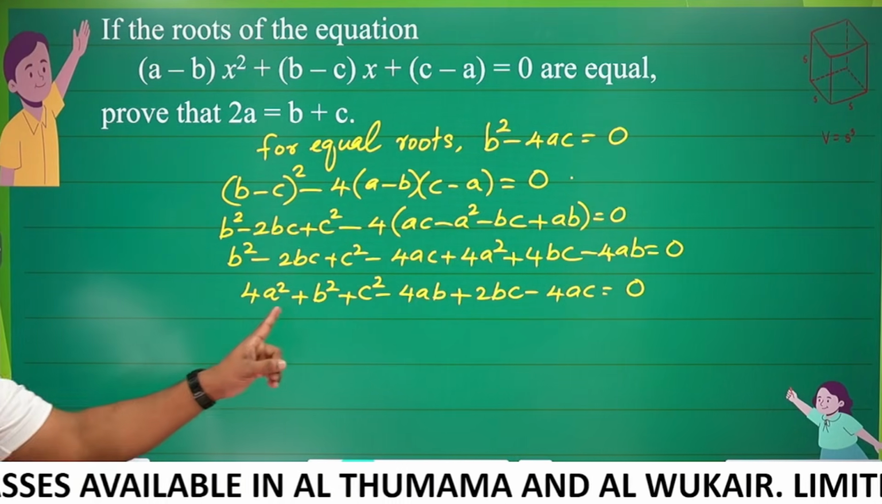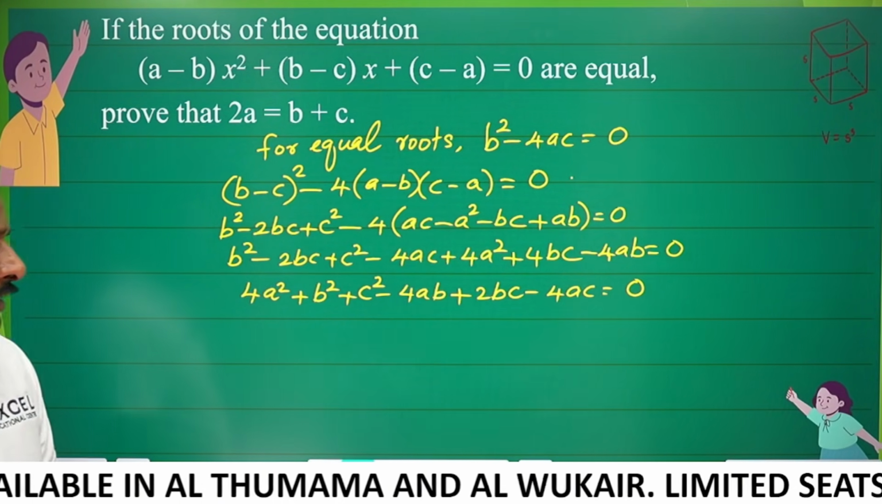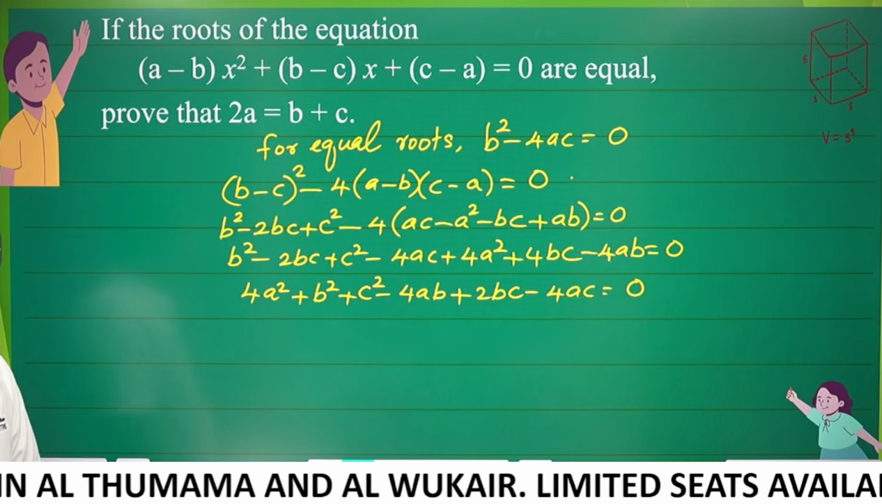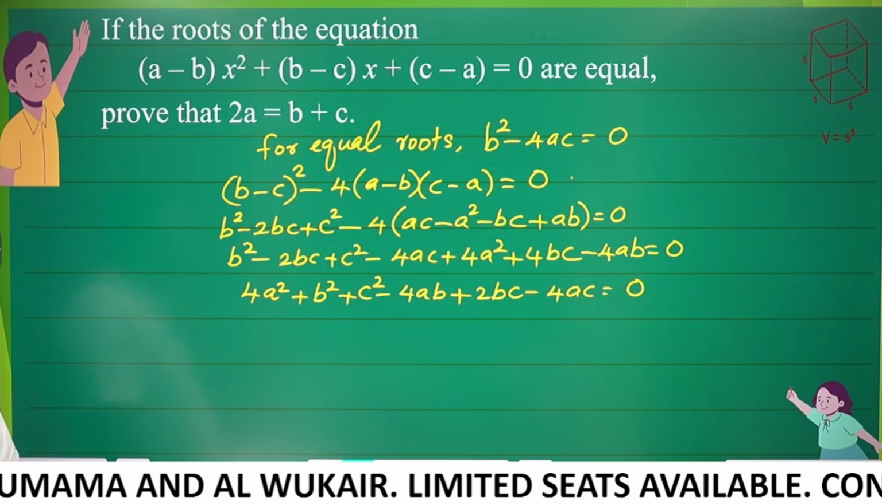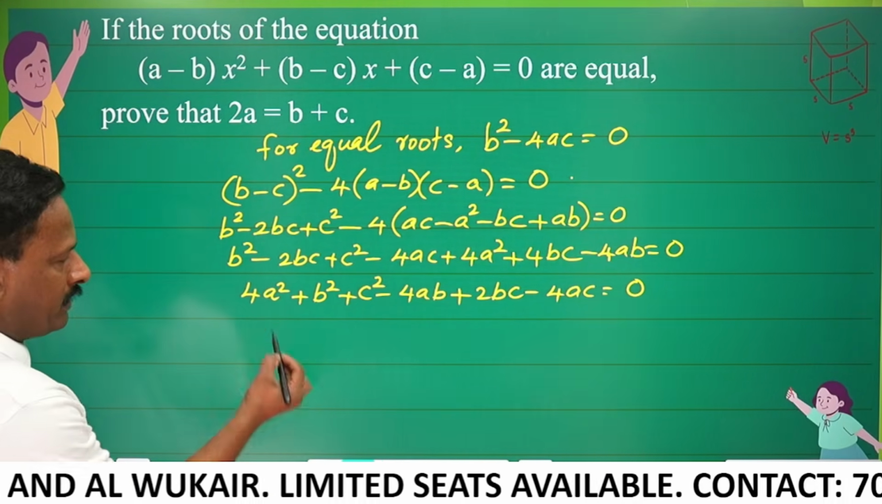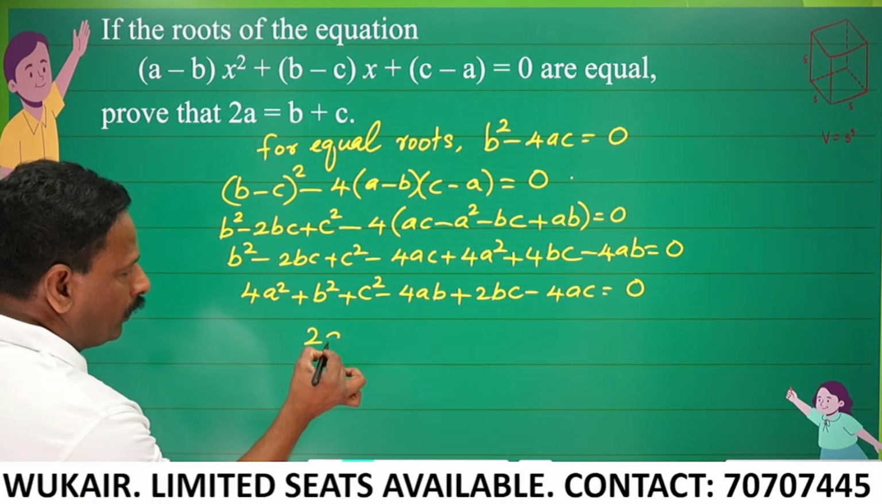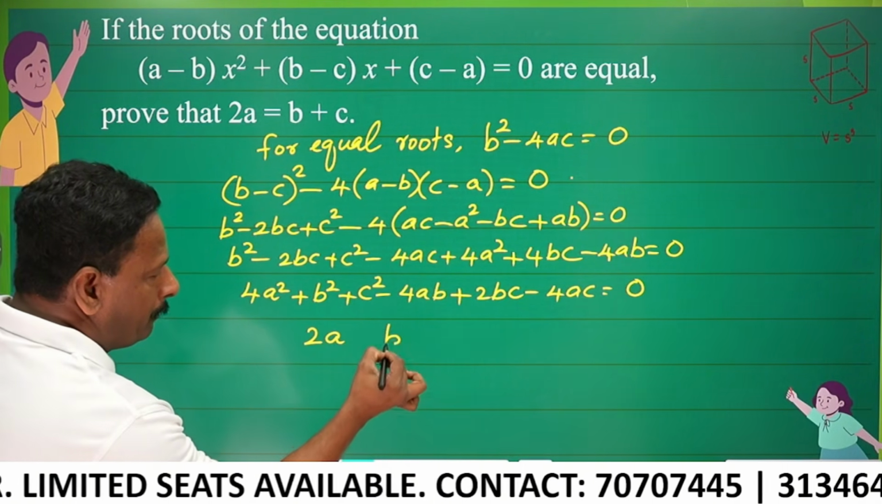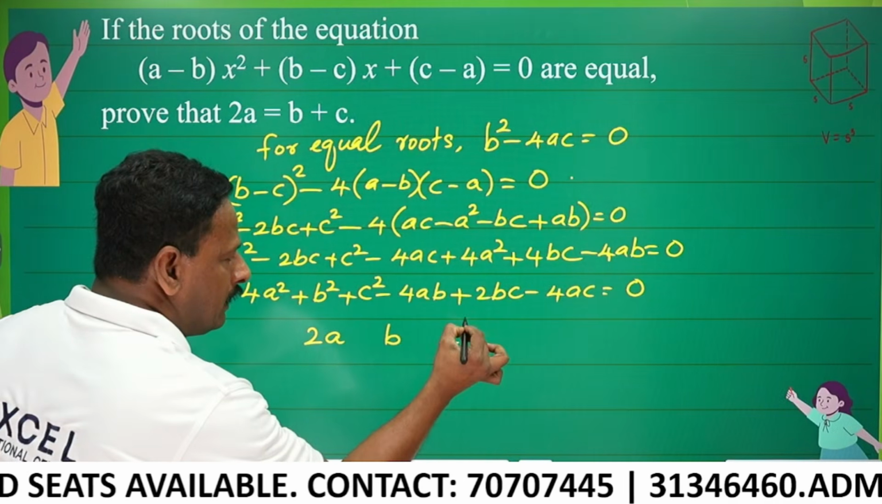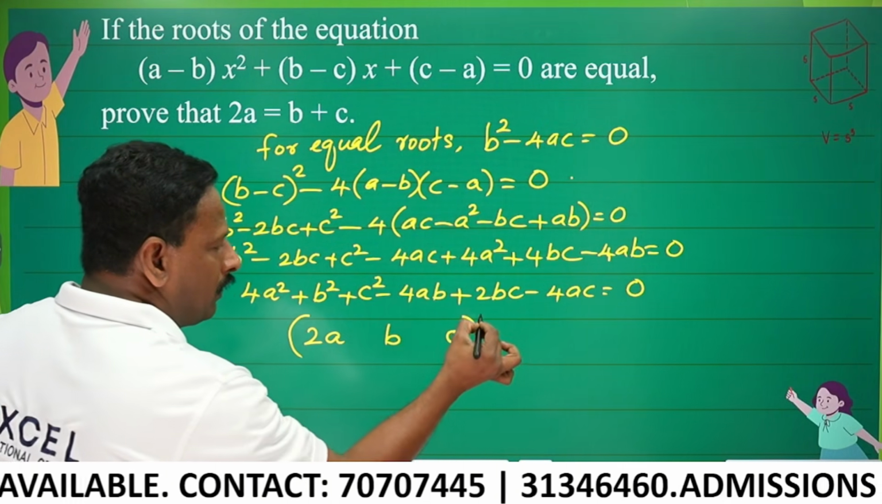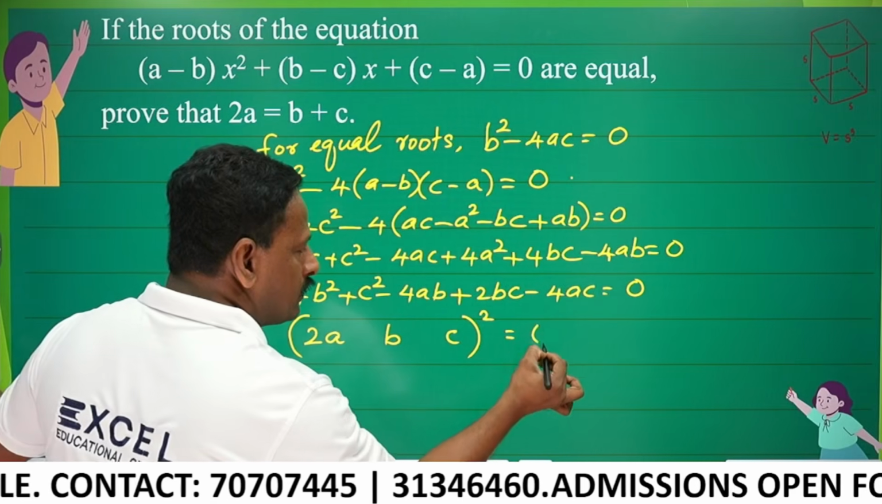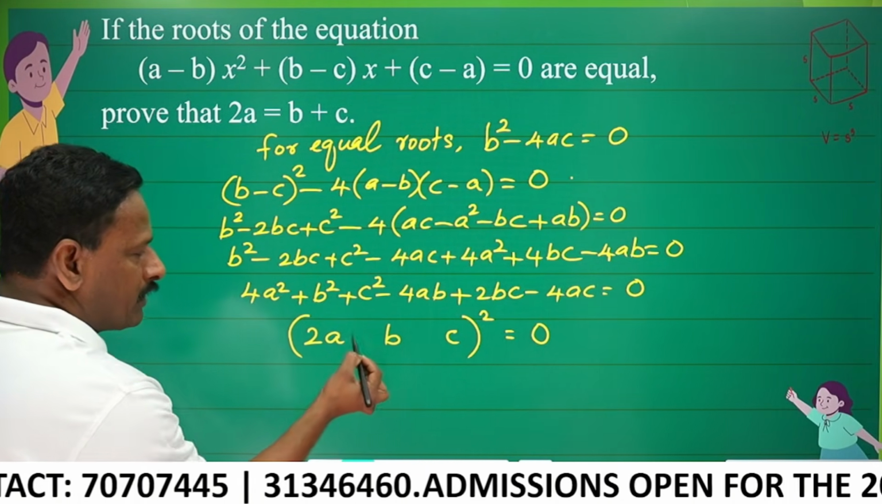So you can see, this is one of the identities, right? What is that identity? That identity is (2a − b − c) the whole square equal to 0. What sign comes in between?